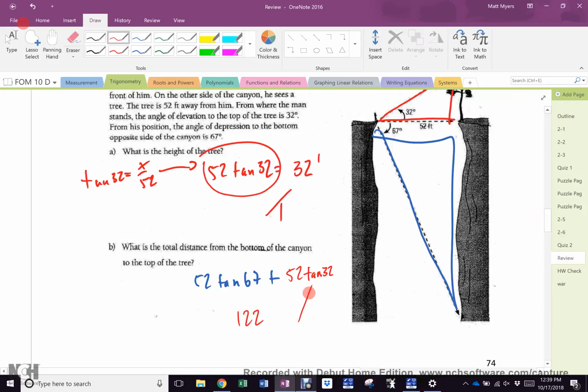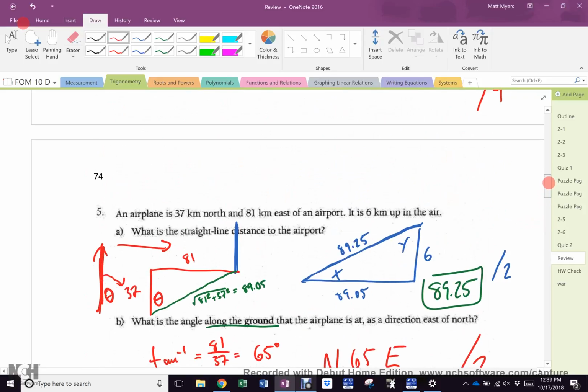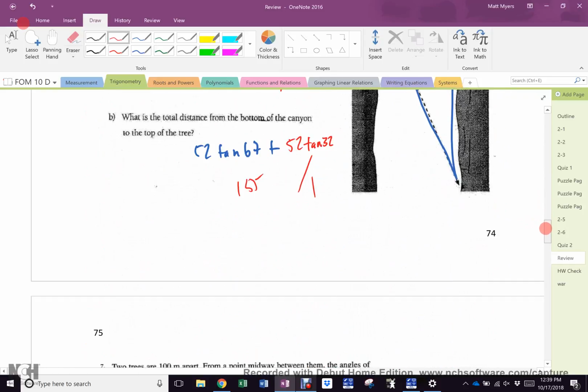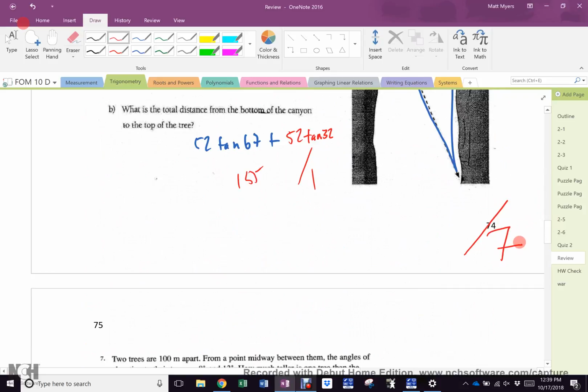I got 45, but that's because I didn't do the adding. Oh, you got to add them. Sorry, I forgot to do the adding. It's 155, because this is 122 and this is 32. That page is out of 2, 4, 5, 6, 7. Everybody good? Okay.